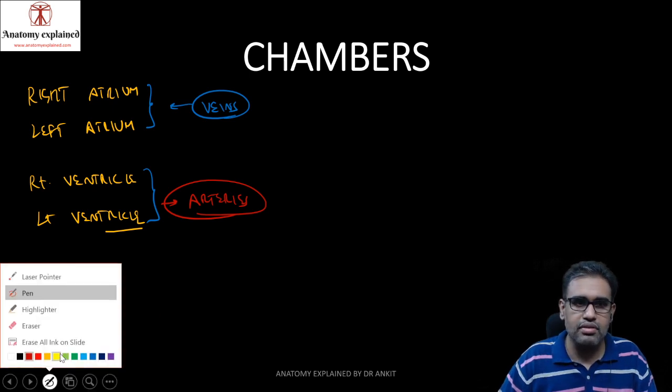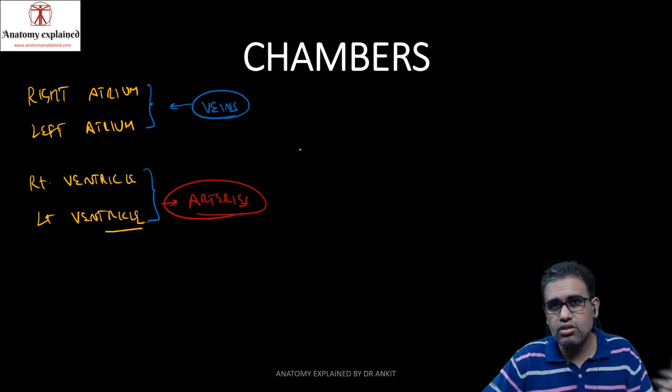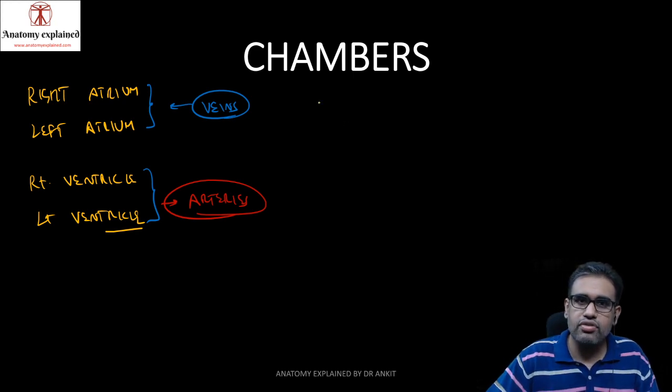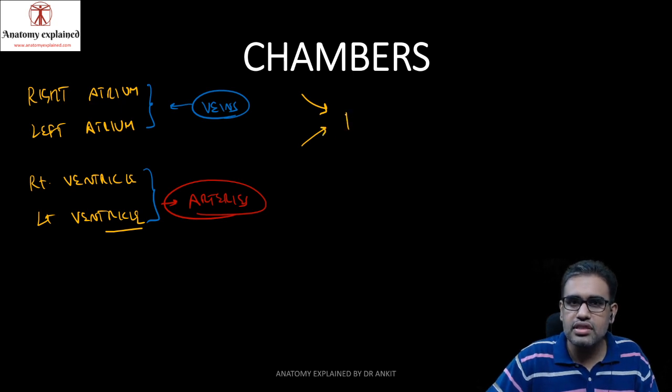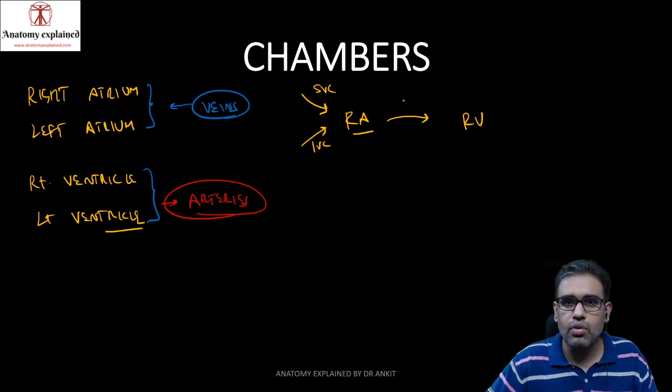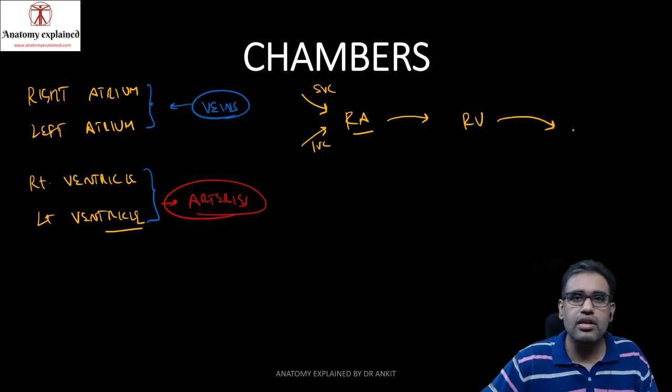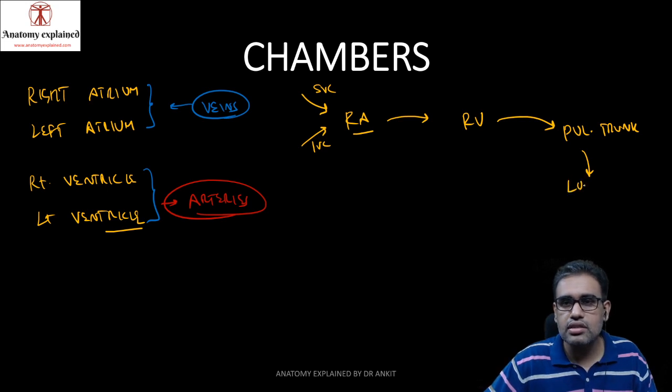So let us first draw a flow chart of the sequence of how the blood is flowing. Blood from all over the body, that is the deoxygenated blood, will first enter the right atrium via the SVC and IVC, the superior and inferior vena cava. From the right atrium, the blood goes into the right ventricle via the tricuspid valve, or the right atrioventricular valve. From the right ventricle, the blood goes via the pulmonary trunk into the pulmonary circulation, into the lungs.